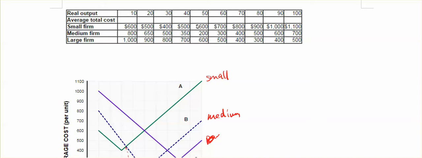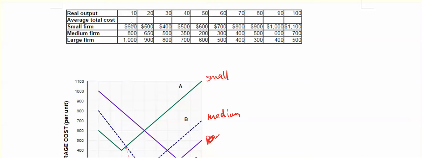The last question for this week's recitation is about the scale of economy. So on this table, first look at this table. This table is telling us the average total cost of producing varying quantities of output from 3 different plants. The first row is about the real output. We have 10, 20, 30, 45, 50 until 100 real output. And correspondingly, we have 3 plants that can produce those outputs.